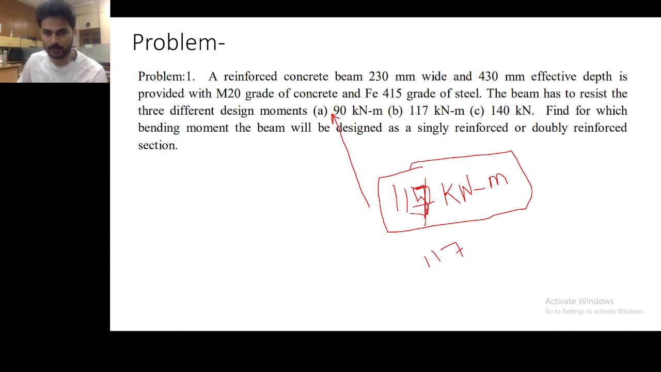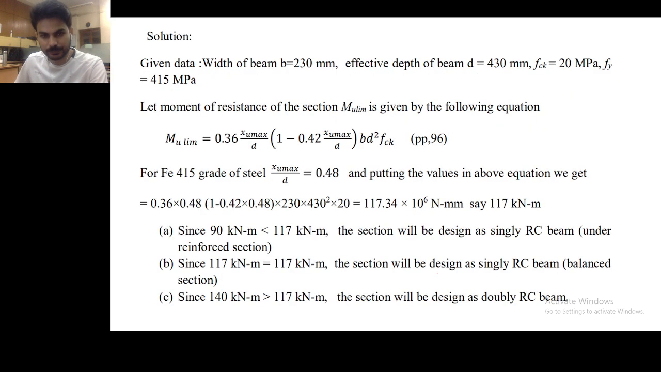But when it is 117, then we have to design as a balanced one, and if it is more than 117, then obviously we have to design as a doubly reinforced section, because whatever MU limiting is there, it is not sufficient to provide the moment of resistance for the moment coming on the beam. Okay, let's see the answer.